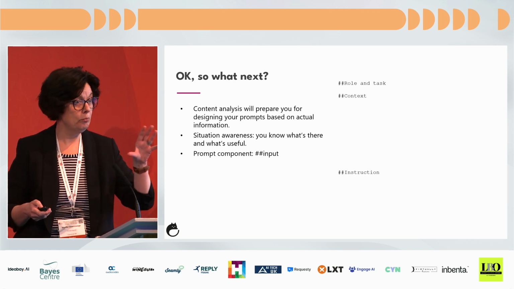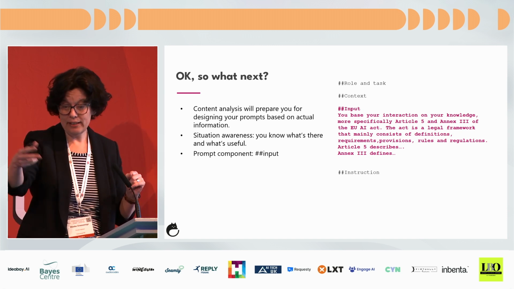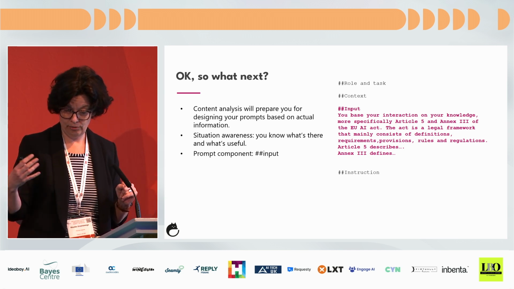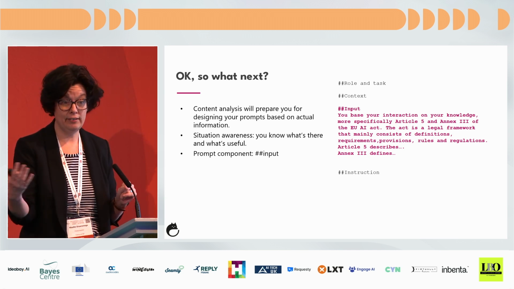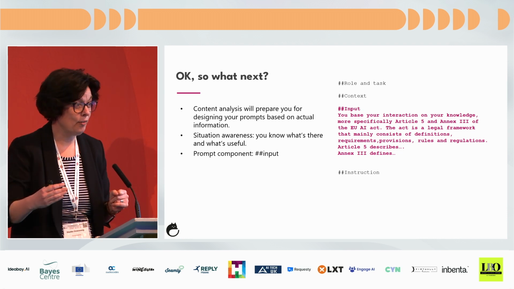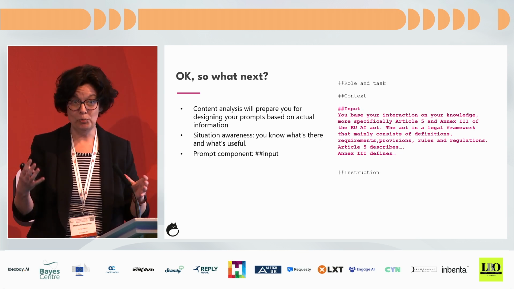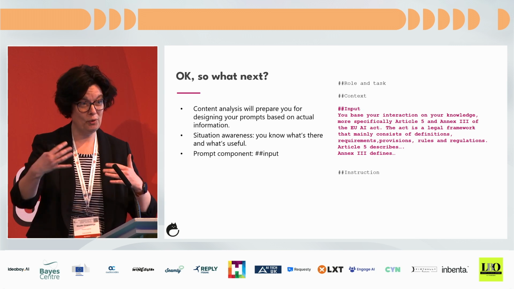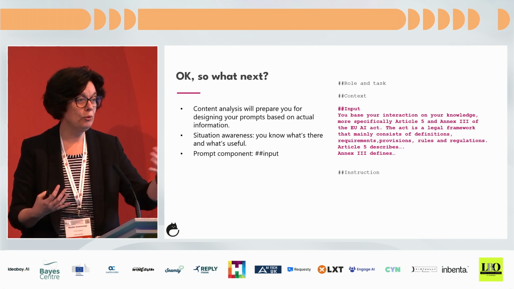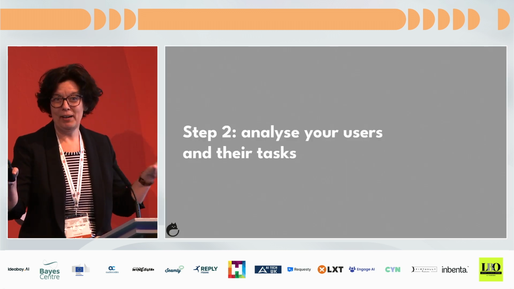This is actually the part of the input structure of my prompt. So I just tell it like, hey, your interaction with the user is based on your knowledge, specifically Article 5 and Annex 3 of the EU AI Act. The Act itself is a legal framework with these information types, and you can even include a little description of each part of the document. And this ensures that the generative AI model will be primed for using this information in this way. So you're giving it not only input, but also a little bit of context. This is the biggest step in my 4-step approach.